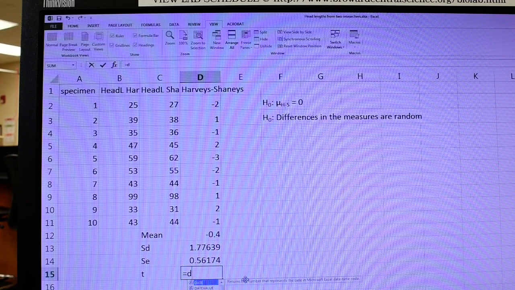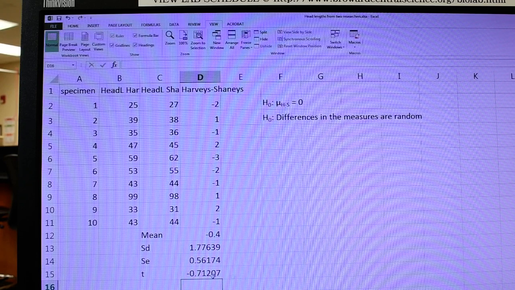Oh, hold on, you got to put this in parentheses. Let's see. D12, all right, minus the hypothesized value, which is just 0, so we could have just put in D12, but I'm going to do that for completeness. Okay, divided by the standard error, which we have here in D14. All right. Okay, so that'll give us a t-statistic.